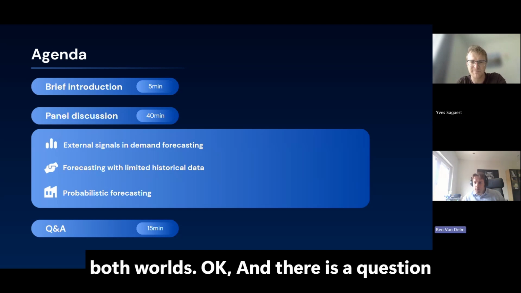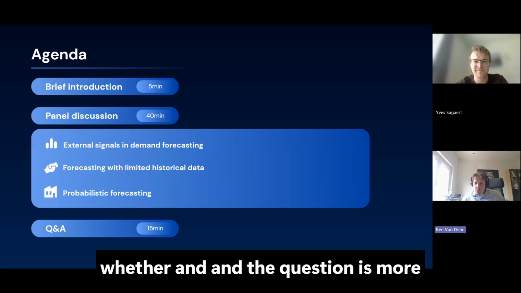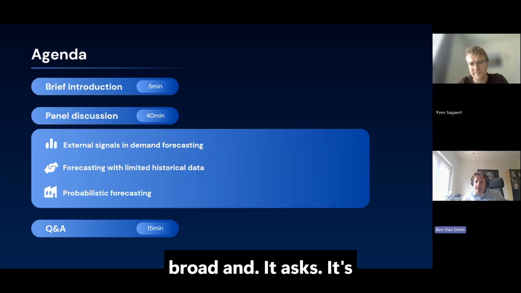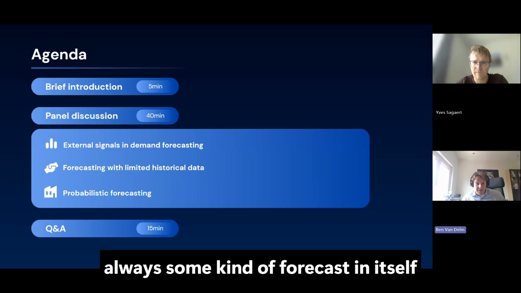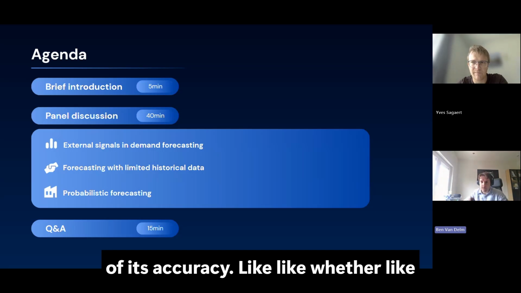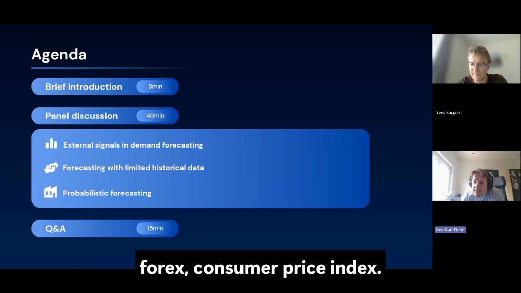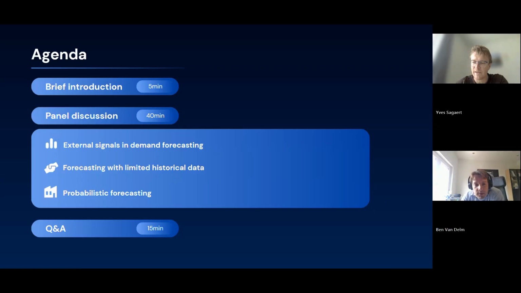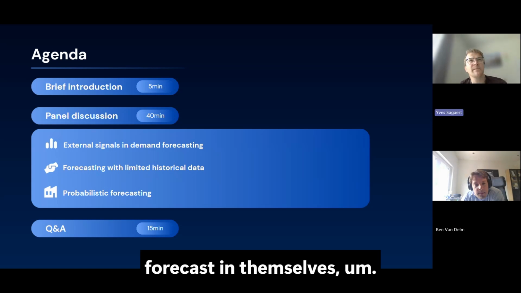Okay. There is a question also that relates a bit to weather, and the question is more broad. It asks, is it fair to say that leading indicators are always some kind of forecast in itself already? So people have to be aware of its accuracy, like weather, like maybe even stock market, crude oil, Forex, consumer price index. Are leading indicators a forecast in themselves?